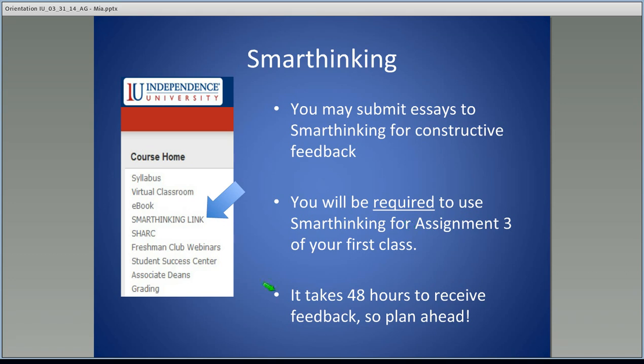Important thing to know about Smart Thinking is that it takes 48 hours to receive feedback, so you do need to plan ahead. Think of it this way. The paper is due on Saturday night, but it's going to take 2 days to get it back from Smart Thinking, and then you need time to make those changes before you submit your final draft. So you need to make sure that that paper is complete on Tuesday or Wednesday and uploaded to Smart Thinking.